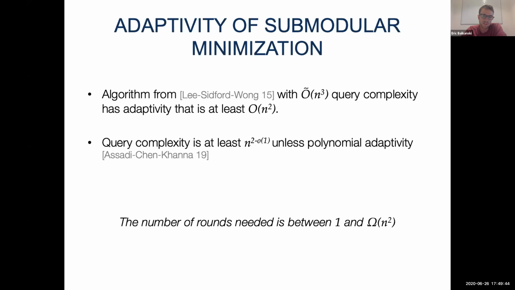There's also a recent result that shows that if an algorithm for submodular minimization had subpolynomial adaptivity, then we need to have query complexity that is at least close to quadratic. So for the general setting where we allow many queries per round, the number of rounds needed, so the parallel runtime of submodular minimization, all that we know is that it's somewhere between 1 and n squared.